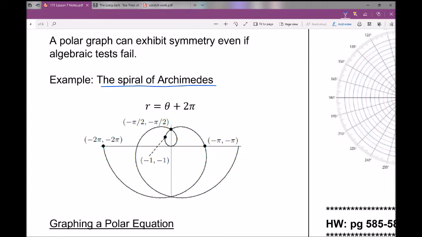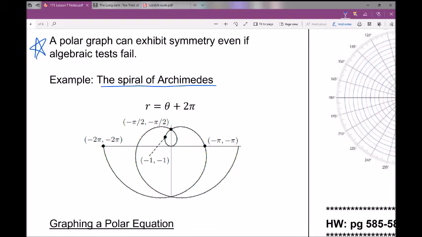But you can clearly see from the graph that the graph does have a vertical symmetry to it. So this might be an interesting test question down the road, for some theoretical question at the beginning of your test. So keep that in mind.